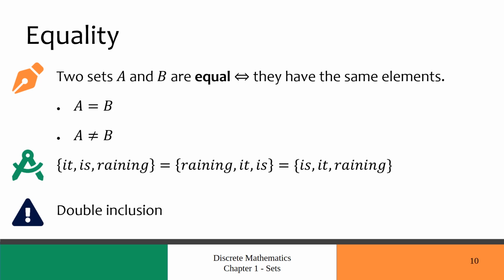Just a remark, two sets A and B are equal if and only if A is a subset of B and B is a subset of A. This is very useful in mathematical proofs. If you have to prove that A and B are equal, then you can prove that A is a subset of B and B is a subset of A, and this is often easier than checking all the elements.